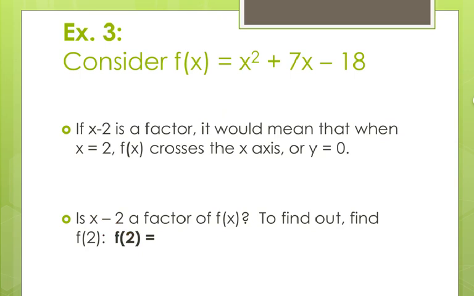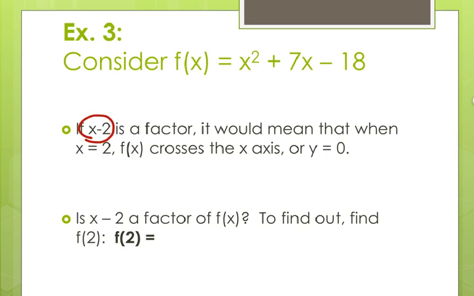Okay, let's take a look at example 3. We're going to consider f of x is equal to x squared plus 7x minus 18. So this is a quadratic. If x minus 2 is a factor, then that means that when x is equal to 2, then it's going to cross at that point on the x-axis. So whatever that polynomial is, it would cross at that point. And so that would mean that it's a factor. It doesn't mean it's the only factor, but it just means that it's a factor.